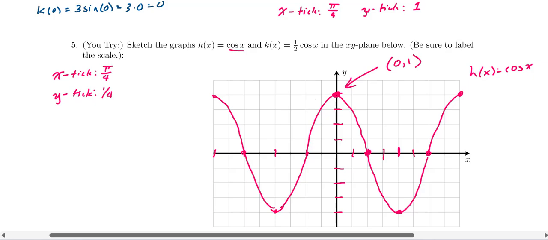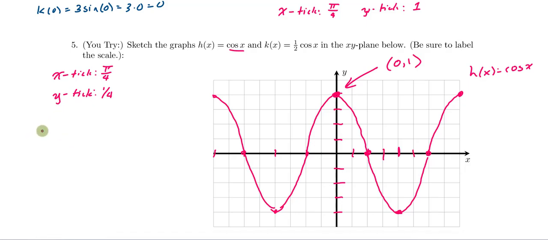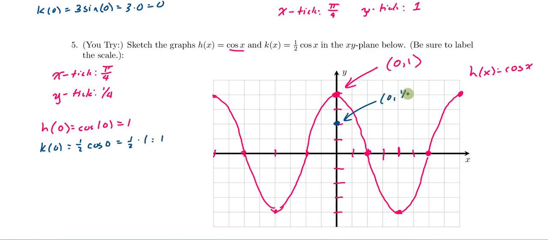So for example, and this is the last part I'll do for you, let me color code that. We had h of 0 equal to the cosine of 0, which is equal to 1. Now we're going to have k of 0 equal to 1/2 the cosine of 0, which is 1/2 times 1, or 1/2. So I'll go ahead and plot that ordered pair right there. There's the ordered pair (0, 1/2).